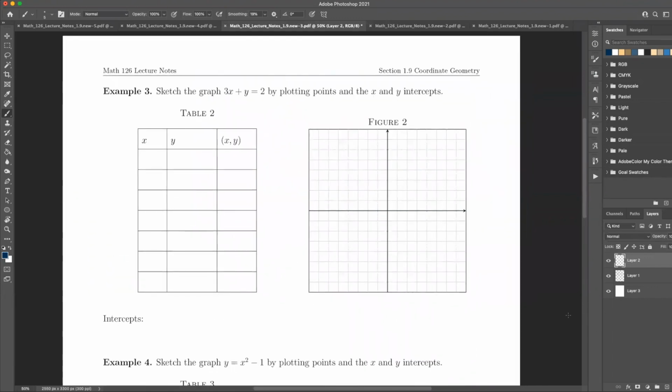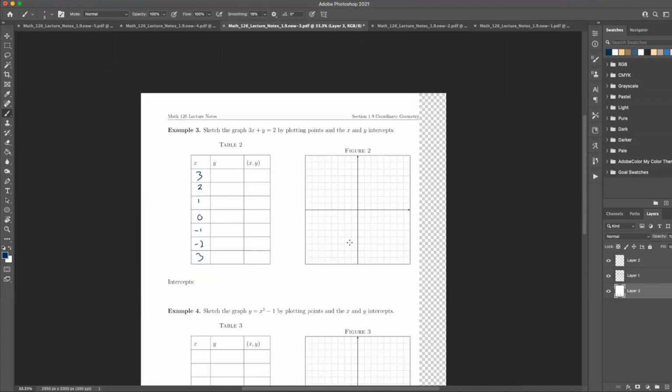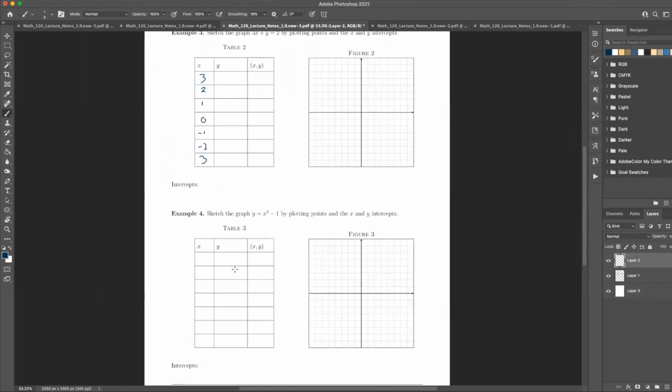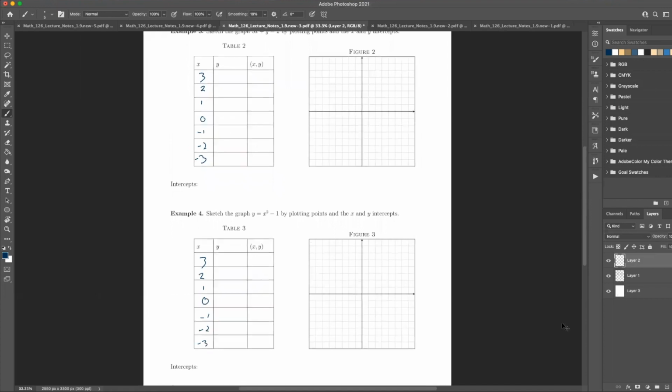All right, so here we're going to do this by plotting points, and then we're going to find the intercepts. We're just going to make our life easy. We're going to do 3, 2, 1, 0, -1, -2, -3, and we're going to do the same here. So we're just going to do the middle points real quick.